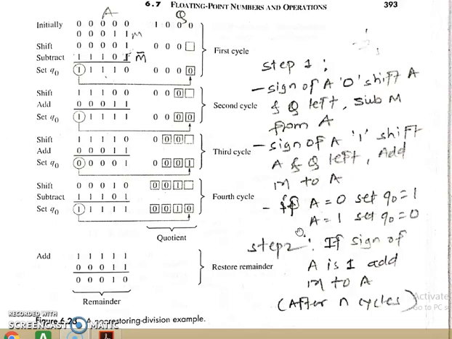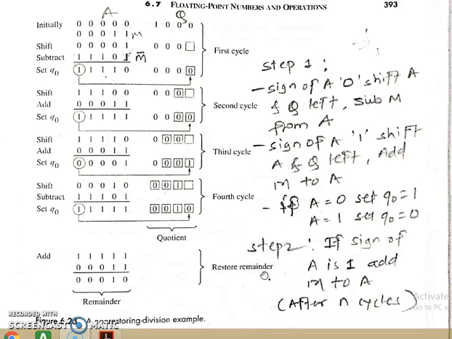And one more thing we have to do: when we shift A and Q to the left, one vacant place is created at Q, so that Q should be filled based on a decision. If the sign bit of A is 0, then we have to set the Q0 bit as 1. If A is equal to 1, we have to set Q0 as 0. So it is a very simple thing.